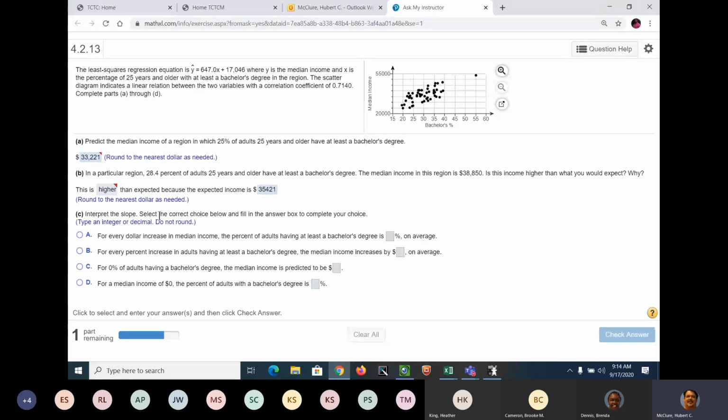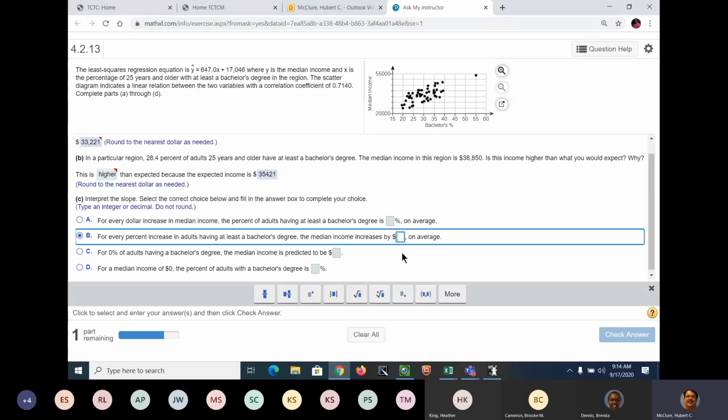Interpret the slope. Well, the slope is $647. So for each year, you go up $647. So for every percent increase in adults having a degree, the median income increases. For the median, I would say it's this one, 647. But I've gotten all these wrong, so hey, I got one right.